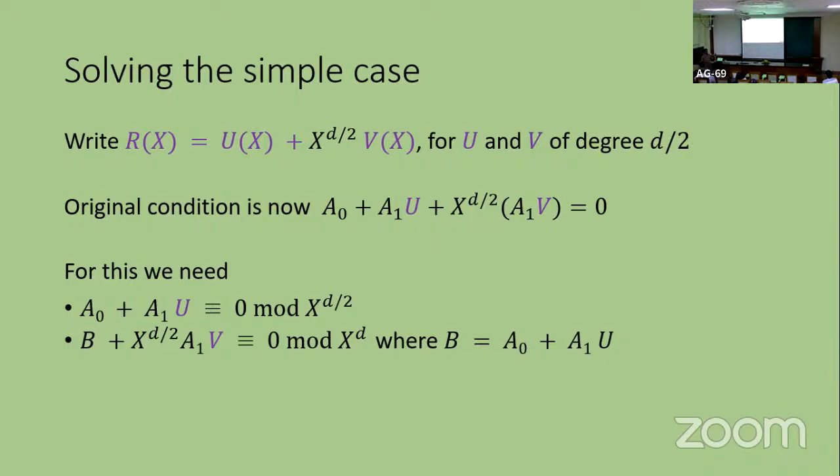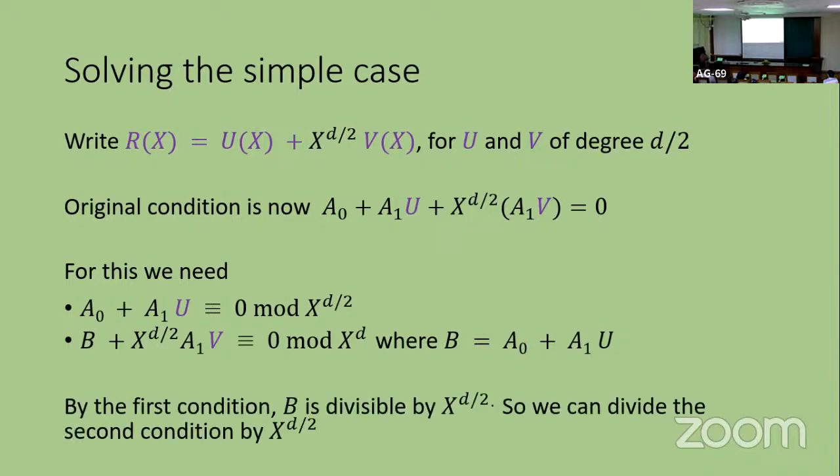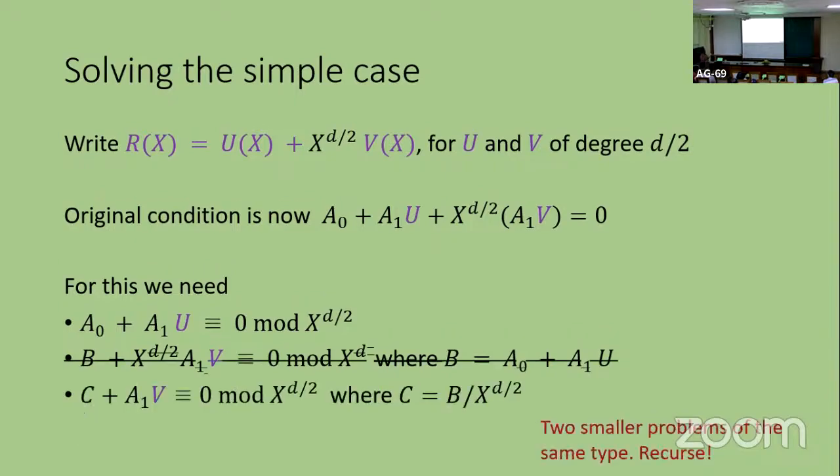Can we divide and conquer yet? Not yet, because the second one isn't a smaller instance. It is written the same thing over here. However, from the first line, you can see that B is supposed to be divisible by x to the d. So everything over here has an x to the d by 2, right? So we can take it out. If you call B by x to the d by 2 as C, then just rewriting the second one, you get C plus A1 B equals 0 mod x to the d by 2.